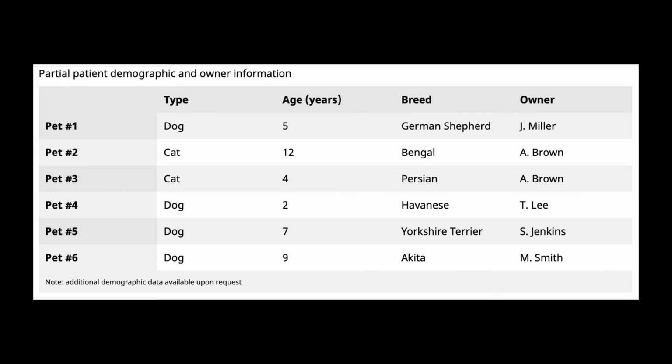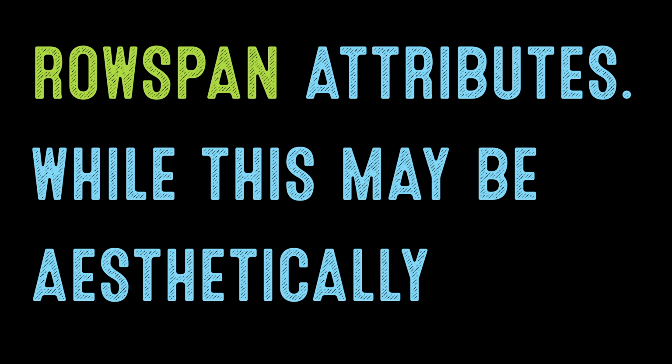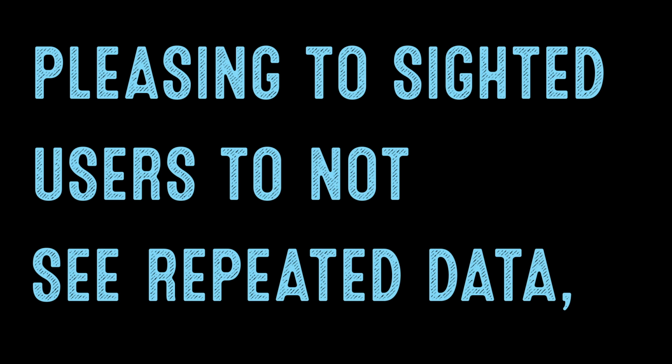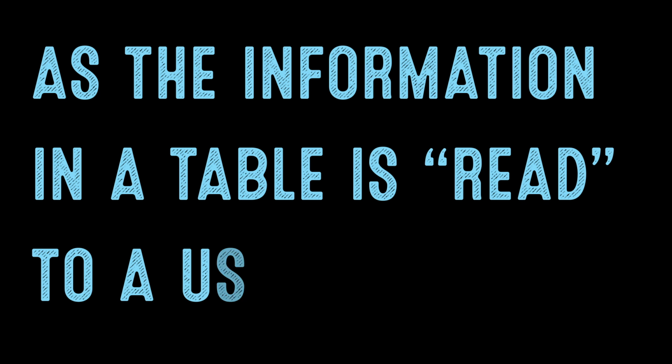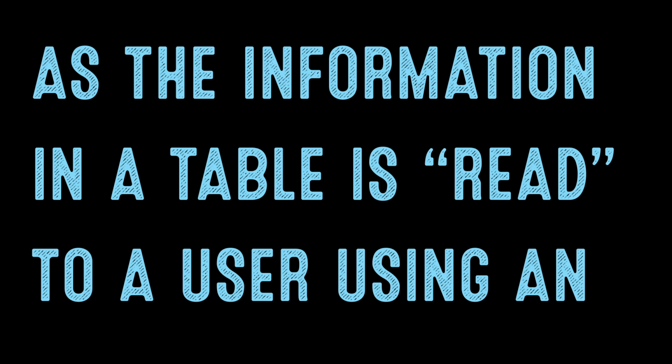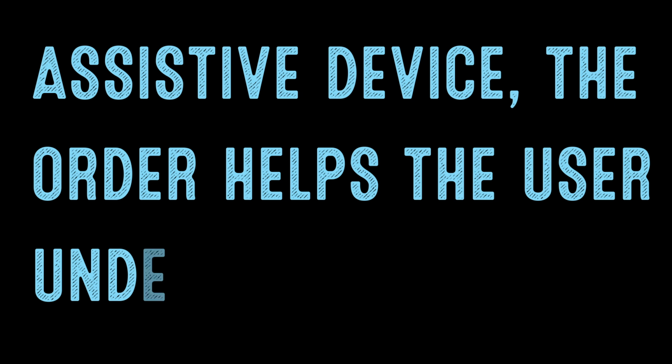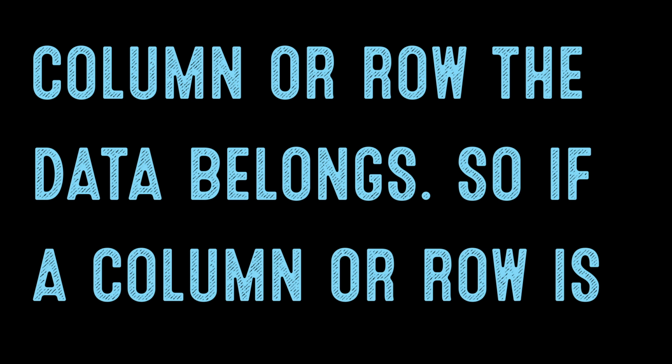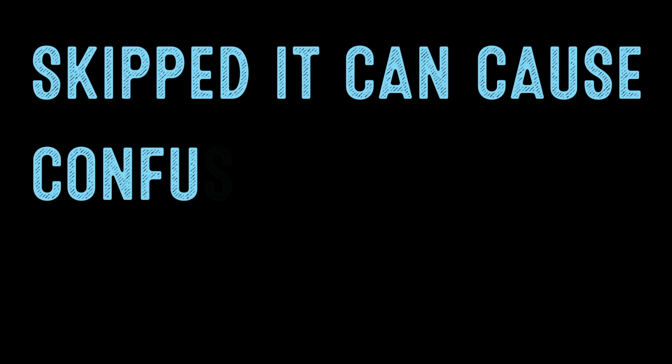Again, we don't really see a lot of external changes with how we have adjusted our code other than the presence of a caption and the new language in our footer. A final consideration with the colspan and rowspan attributes. While this may be aesthetically pleasing to sighted users to not see repeated data, as the information in a table is read to a user using an assisted device, the order helps the user understand to which column or row the data belongs. So if a column or row is skipped, it can cause confusion.